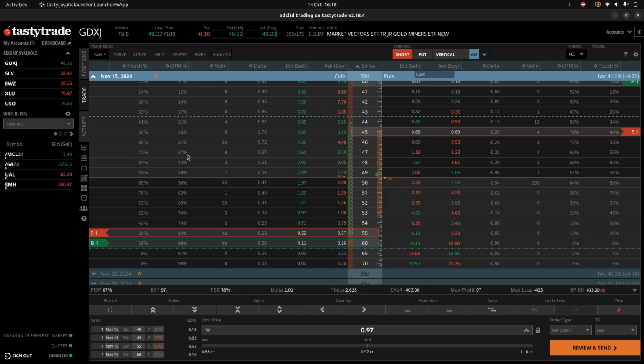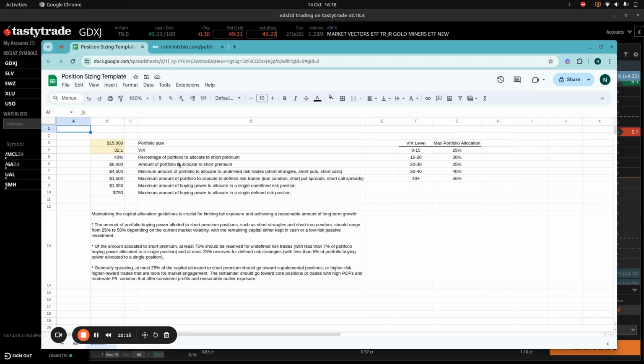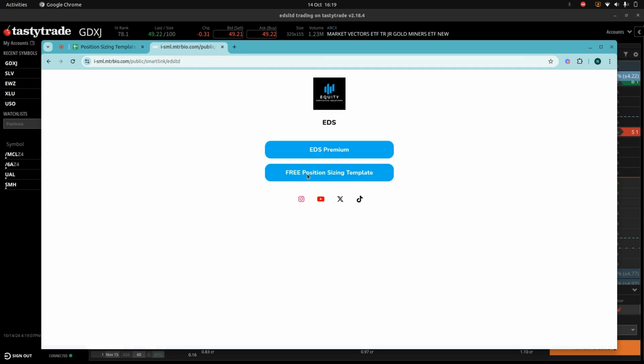Now, there is also one other thing that you need to keep in mind, and that is the size of your positions. So what we've got here is a position sizing template, and the way it works is you simply enter in the size of your portfolio. Let's say it's $5,000, you could then enter in what the current VIX level is. Let's say it's 11. Below that, everything will then be automatically calculated for you. All you need to do is use this information to form the backbone of your portfolio, and you'll be just fine.